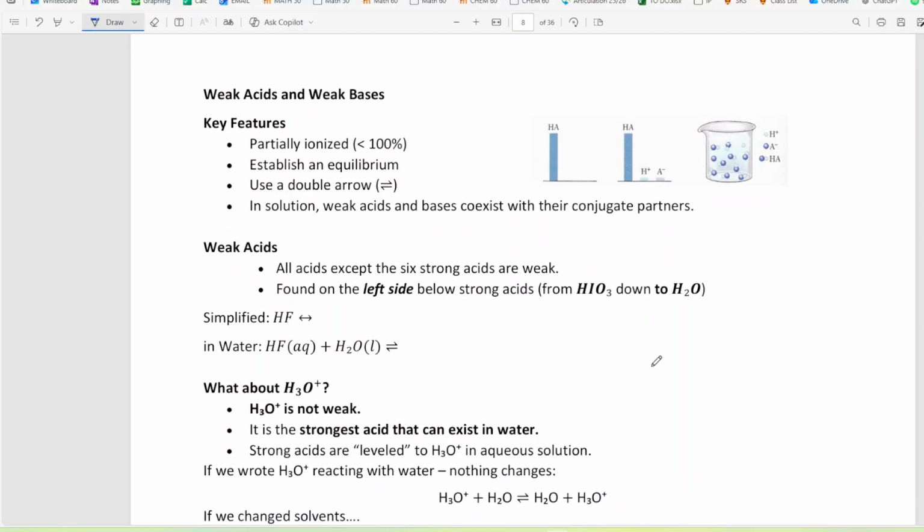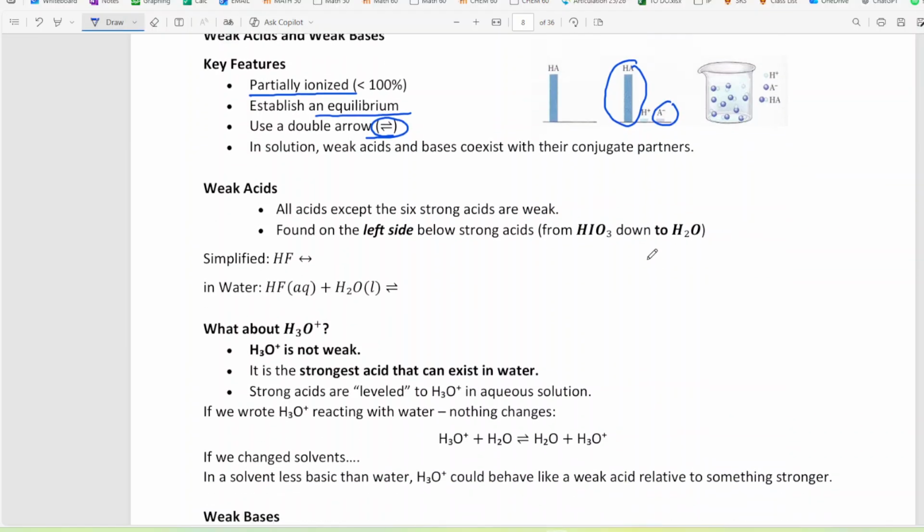Now what we're going to talk about is our weak acids and bases. So the key features are that weak acids and weak bases partially ionize. So they do establish an equilibrium, and we use a double arrow when we write the dissociation of a weak acid and a weak base. So in solution, weak acids and weak bases coexist with their conjugate partners.